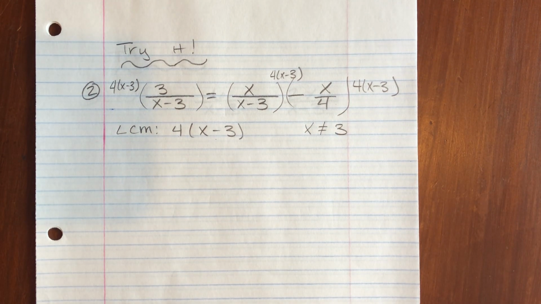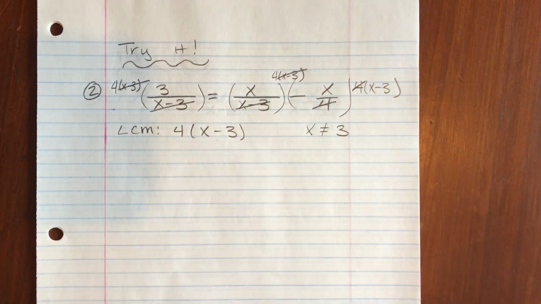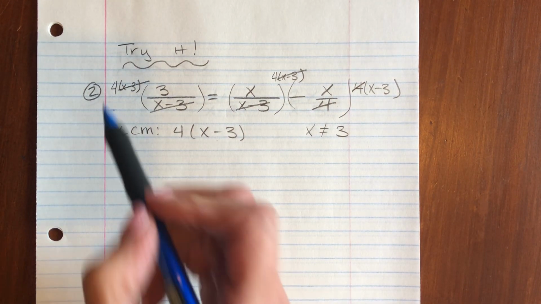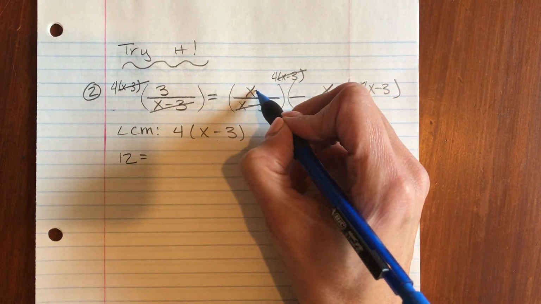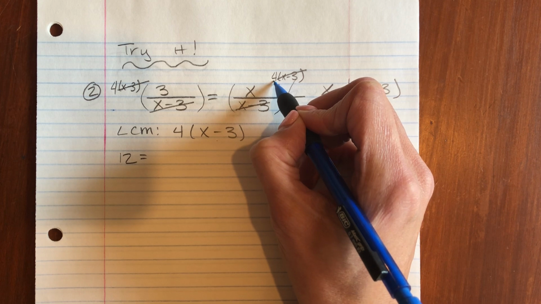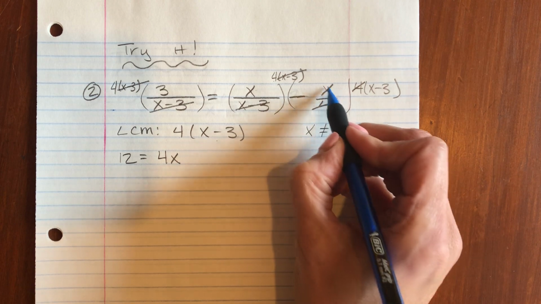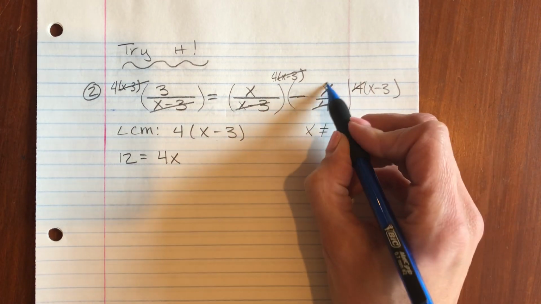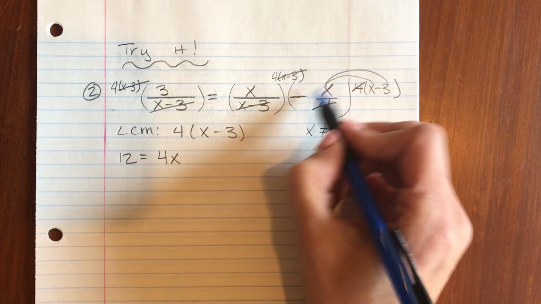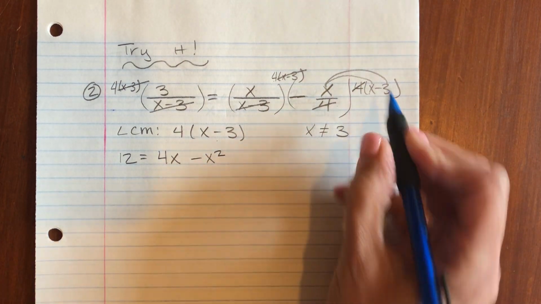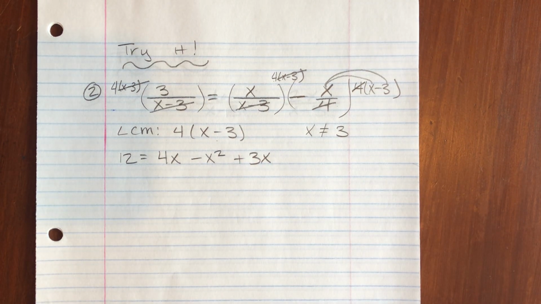And eliminate my fractions. Okay. Simplify what's left over, so I'm going to do 4 times 3 is 12. Distribute, oh, you just really have x times 4, so that would be 4x. And then I have negative x times x, and then the negative 3, so that's negative x squared plus 3x after I distribute that negative x.